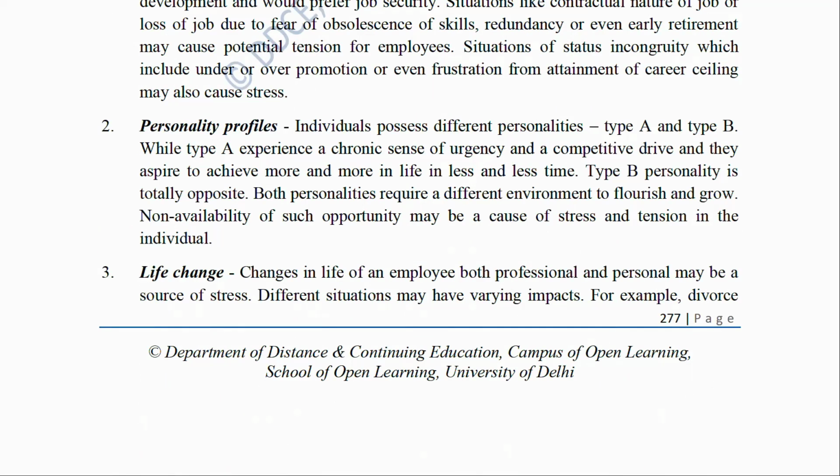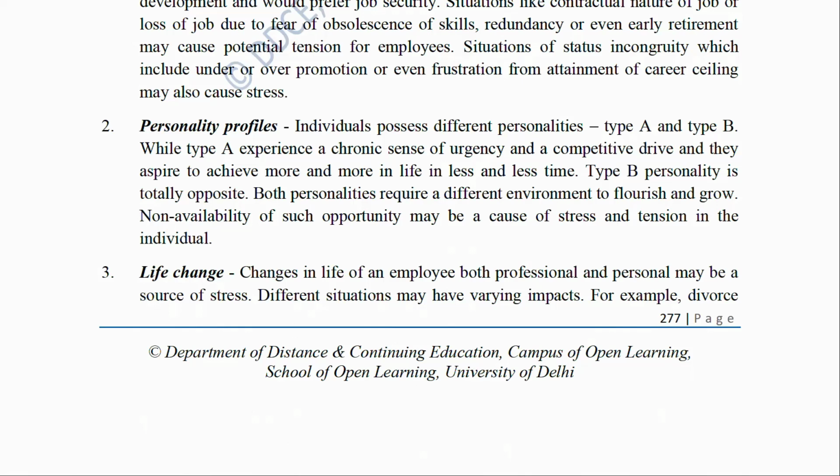Second, personality profiles. Individuals possess different personalities, type A and type B. While type A experience a chronic sense of urgency and competitive drive, and they aspire to achieve more and more in life in less and less time, type B personality is totally opposite. Both personalities require a different environment to flourish and grow. Non-availability of such opportunity may be a cause of stress and tension in the individual.